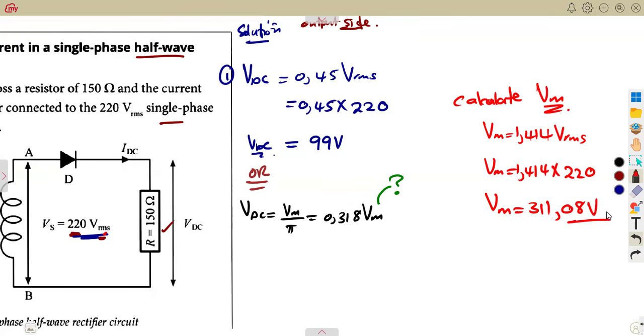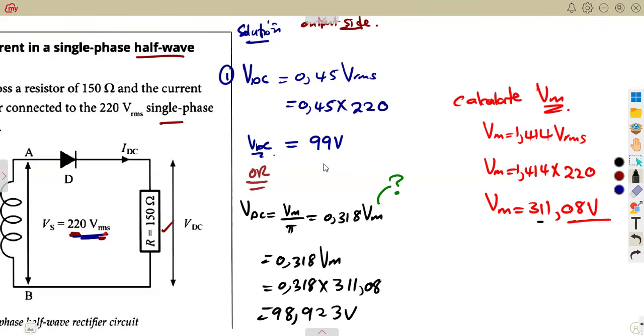So Vmax is 311.08 volts. It's now easier for us to calculate the VDC using any one of these formulas. If I'm using 0.318 times the maximum value, it's 0.318 times 311.08, and that gives us 98.923 volts, which is approximately the 99 that we saw there. It's one and the same.